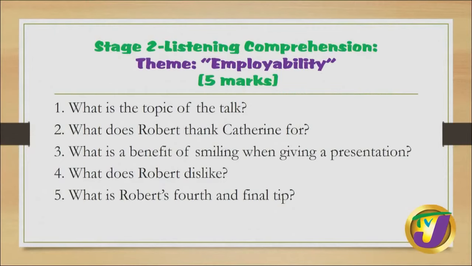These are some questions. I chose the specimen paper under the theme employability. I chose stage 2. The listening comprehension is worth 5 marks. And the questions are: What is the topic of the talk? What does Robert thank Catherine for? What is a benefit of smiling when giving a presentation? What does Robert dislike? And what is Robert's 4th and final tip?